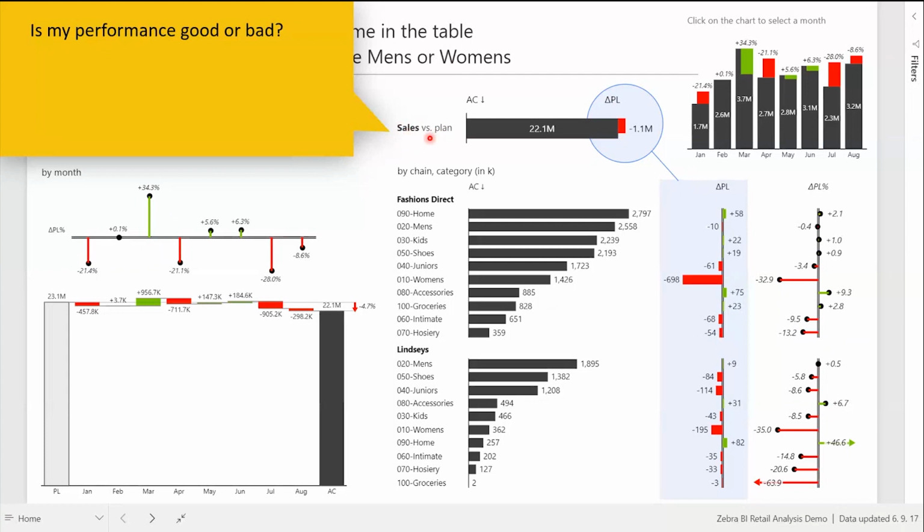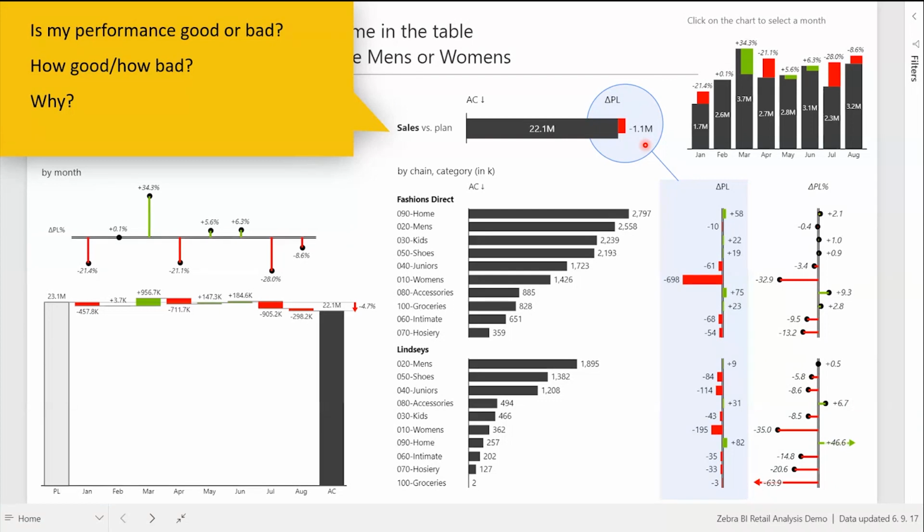We have a sales versus plan here. So 22.1 million sales, but here I have the variance to plan. So I also understand that we are 1.1 million below the plan. So a little red color here will indicate that, okay? And how good, how bad? Well, exactly 1.1 million below the plan, right? So it's not good.